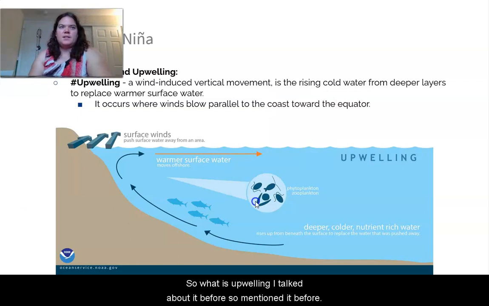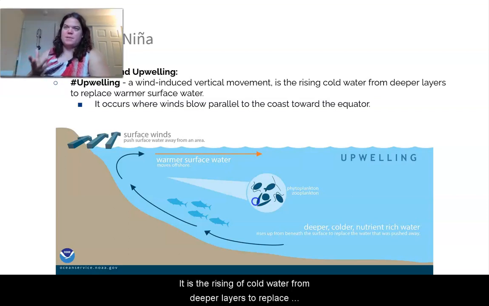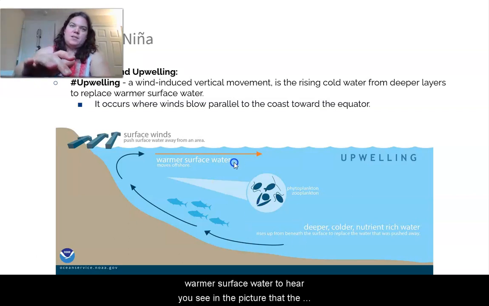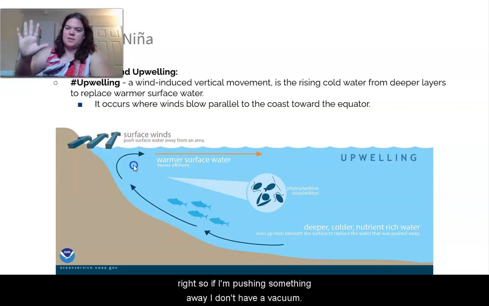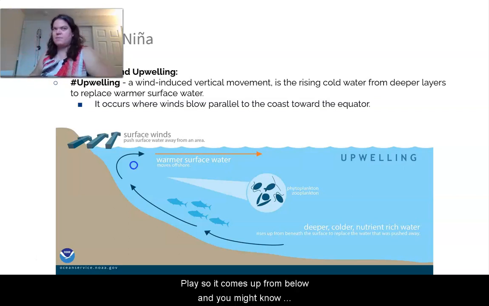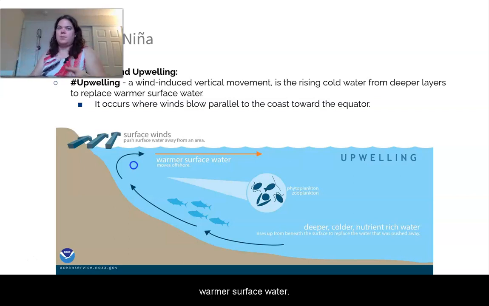So what is upwelling? I mentioned it before, now we're going to talk about it. Upwelling is a wind-induced vertical movement. It is the rising of cold water from deeper layers to replace warmer surface water. So here you see in the picture that the surface winds are being pushed away from an area, right? If I'm pushing something away, I now have a vacuum that I need to replace, so water comes up from below. And you might know that as you go deeper into the water, it's going to be colder, so I'm bringing colder water up to replace the warmer surface water.